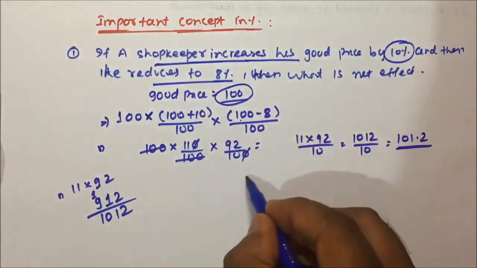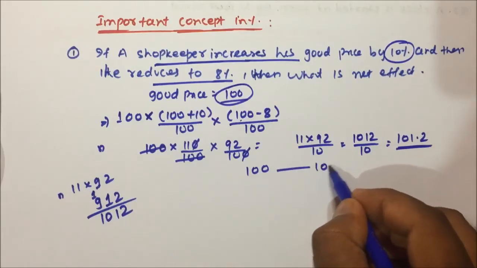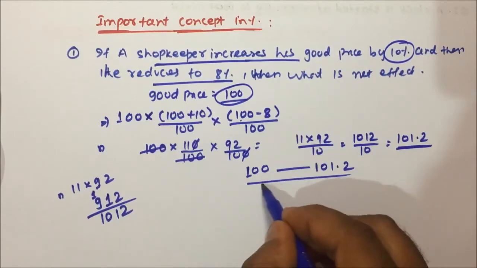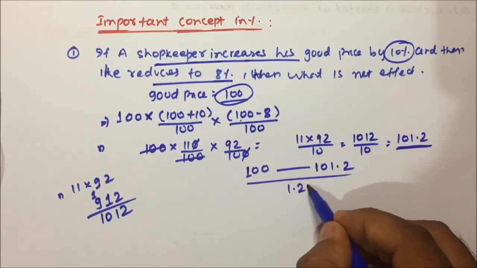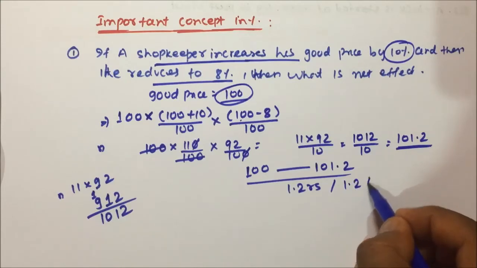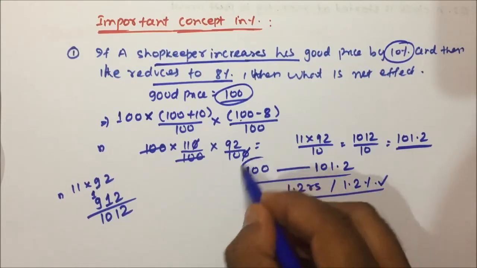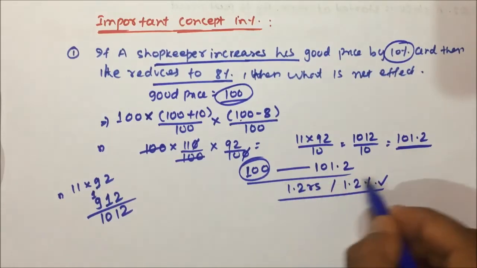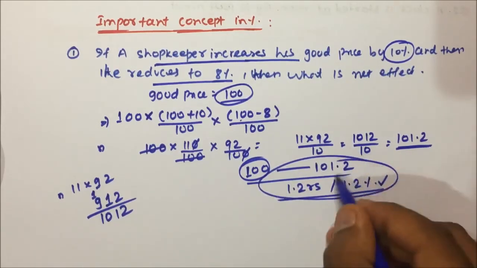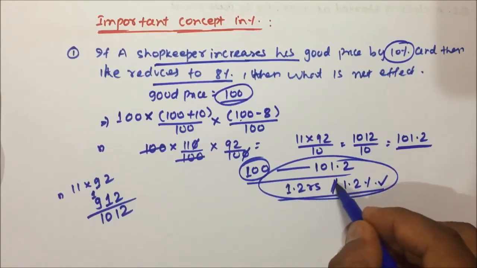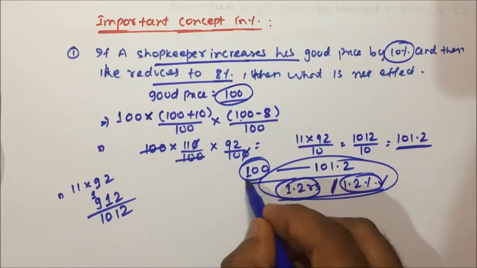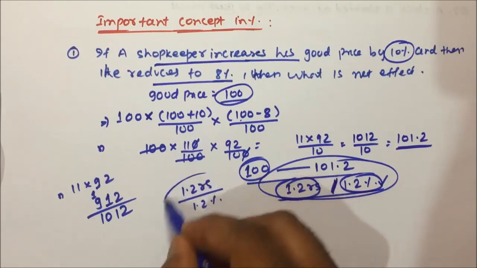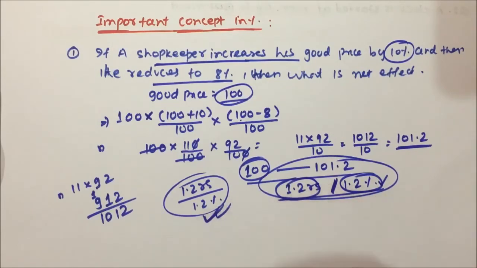Now the price of the goods was 100 rupees, and now it is 101.2. That means, you can see from here, the change is 1.2 rupees, or you can say the net effect is nothing but 1.2%, because when the base is 100, always remember, in terms of rupees and in terms of percentage, both will be the same. So when the base is 100, 1.2 rupees in terms of percentage will be 1.2%. So this will be the correct answer for this question.